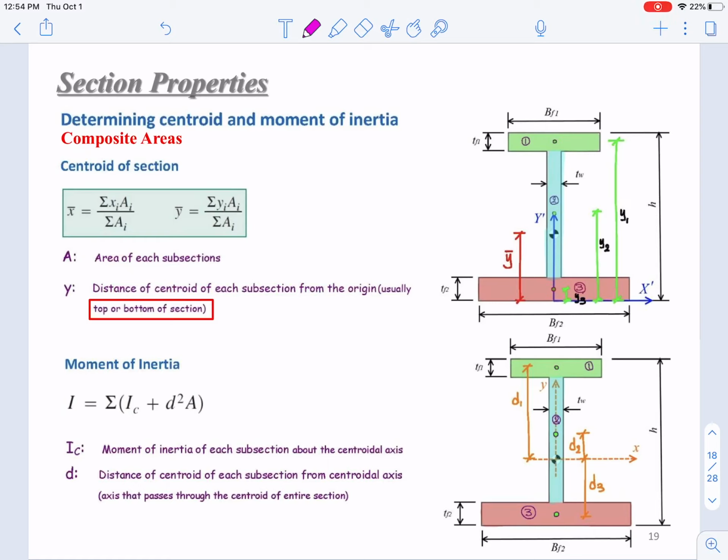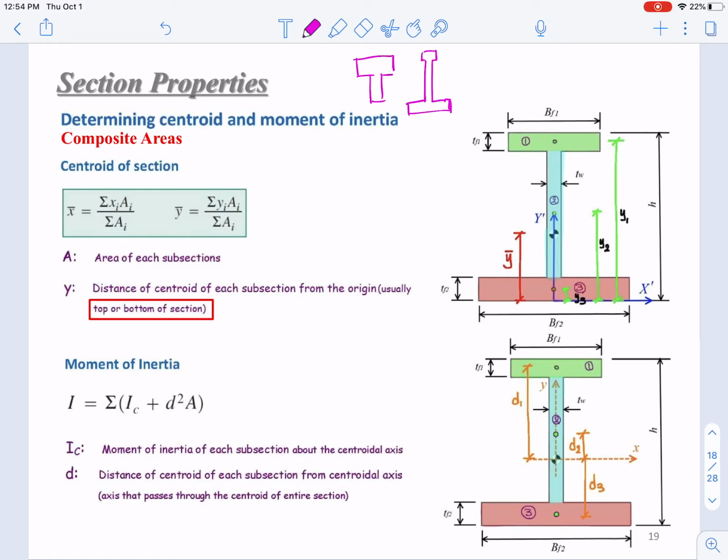Right? Then how about a composite area, composite section? As shown here, if you have a T-shaped beam or an I-shaped beam, okay, then how to find the centroid of these composite areas? Okay, here are the equations, the methods to tell you how to find out the centroid of such sections and how to calculate the moment of inertia of it.